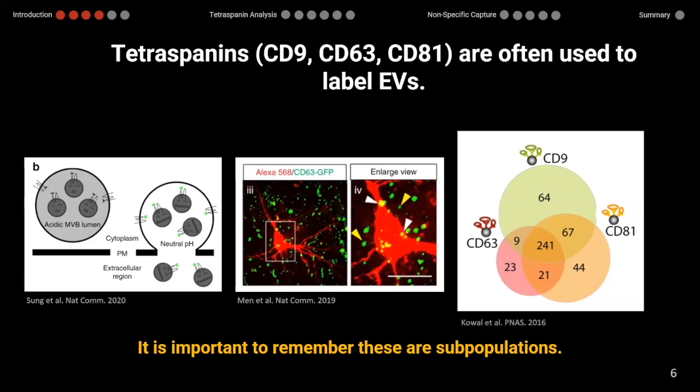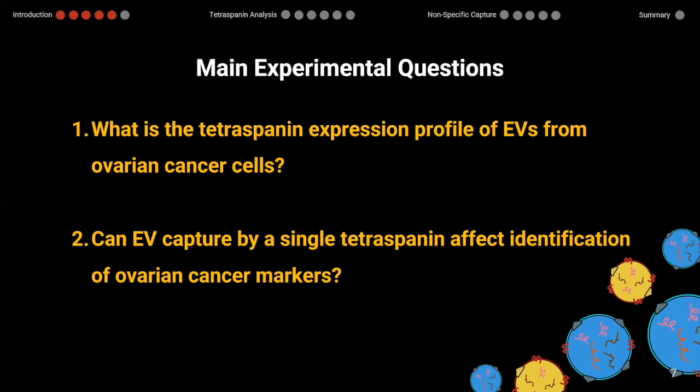This led us to ask two main questions. The first: what is the tetraspanin expression profile of EVs from ovarian cancer cells? And second: can EV capture by a single tetraspanin affect identification of ovarian cancer markers? This would tell us, number one, are we getting these subpopulations? And number two, are they of clinical relevance?